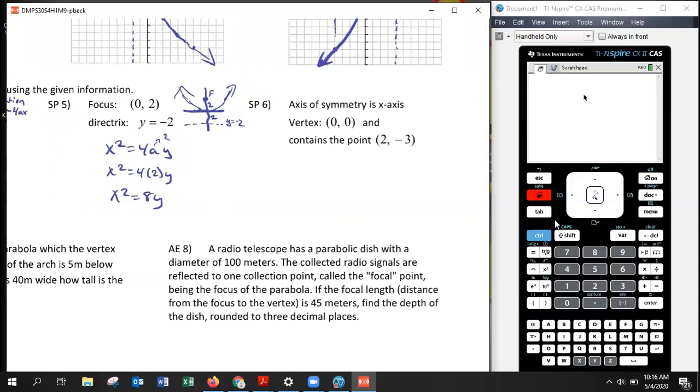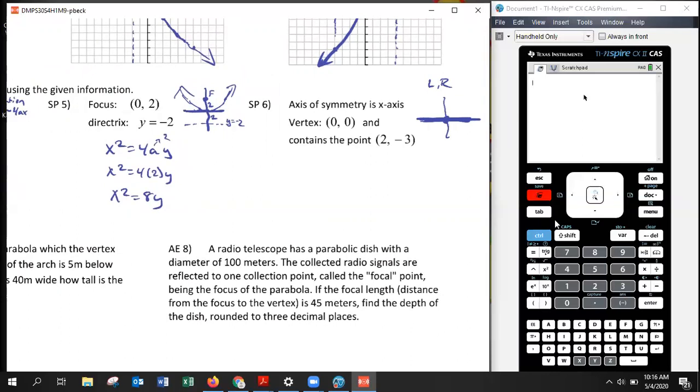And this one, the axis of symmetry is the x-axis. So let me kind of sketch it out. My axis of symmetry is my x-axis. The fact that it's the x-axis means that this is going to either open left or right. The vertex is (0, 0). Okay, we get that. But then it contains the point (2, -3).